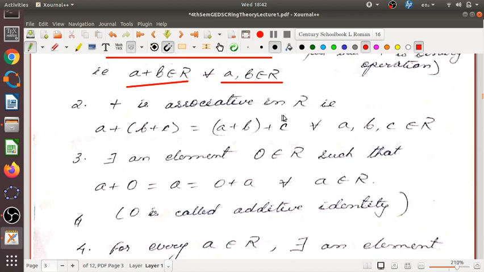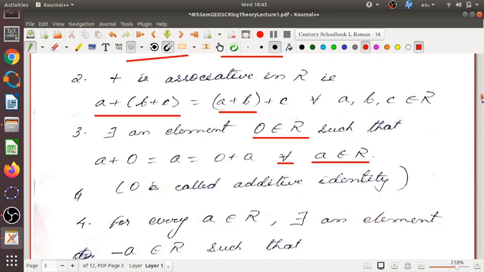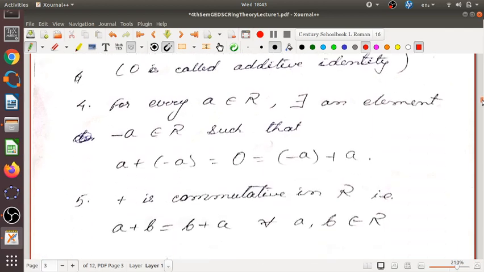Next, plus is associative in R, that is A plus (B plus C) is the same as (A plus B) plus C, for every A, B, C in R. Then there exists an element 0 inside R such that A plus 0 is the same as A, which is the same as 0 plus A, for every A in R. It should be satisfied for every element A in R. So A added with 0 should give you A. There should be such an element 0 in R. This 0 is called the additive identity.